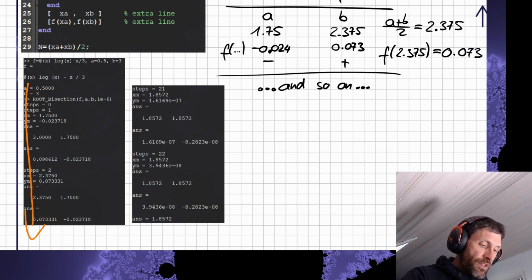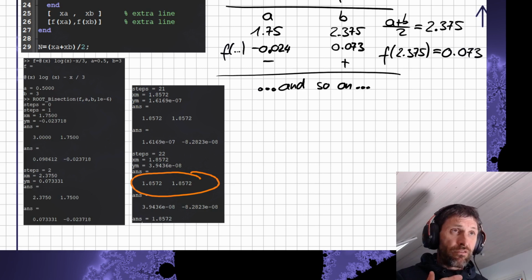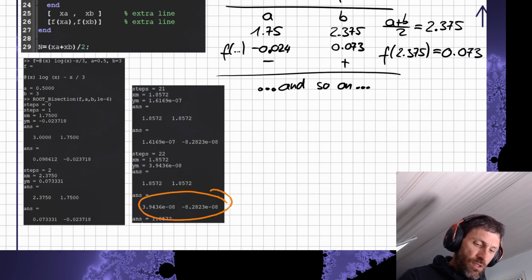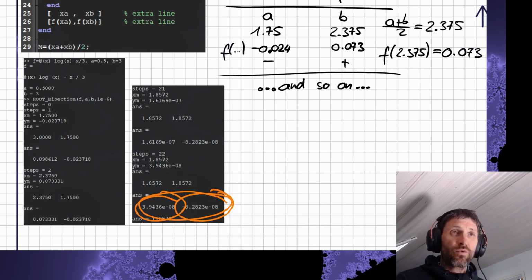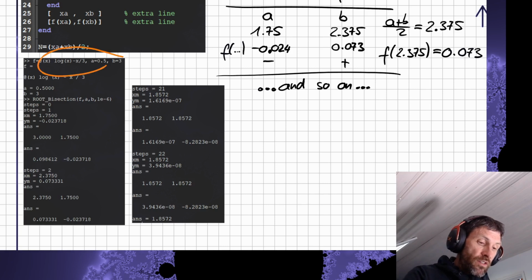You see this process again, and you see after 21 or 22 steps, in the end we will have this interval 1.8572 and some more digits following, but they are not displayed here in that case. So this is the root we found, and these are the corresponding function values, and we see positive function value, negative function value. So indeed in this interval there must be one solution of the equation here.